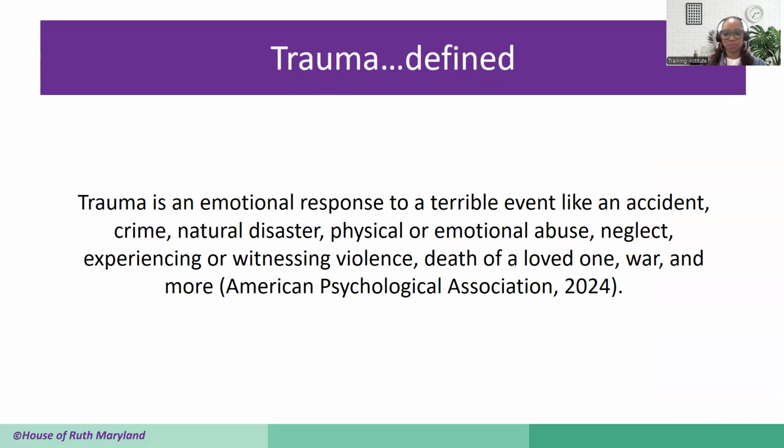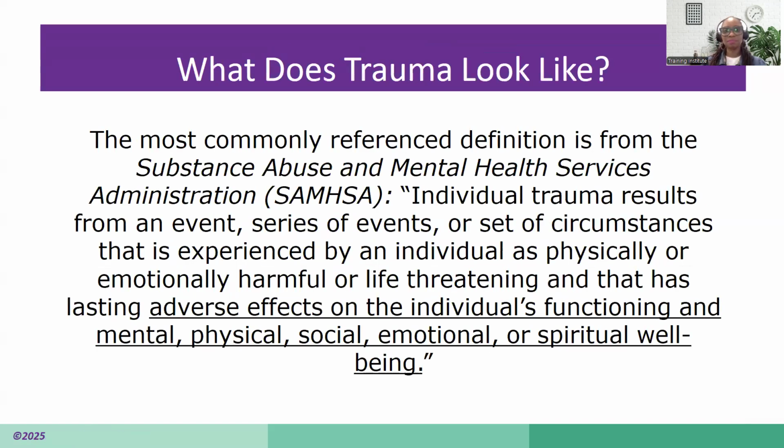Let's define trauma. The American Psychological Association says that trauma is an emotional response to a terrible event, such as a crime, an accident that you witness, a natural disaster, or even physical or emotional abuse. There's neglect, and experiencing or witnessing violence. One that we don't often talk about is the death of a loved one. Grief is a form of trauma, and of course, war. There are more aspects to trauma, which leads us to believe that it's not just a one-time incident that we can put into a box.